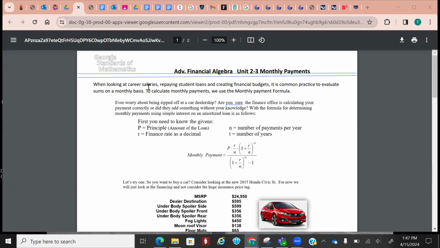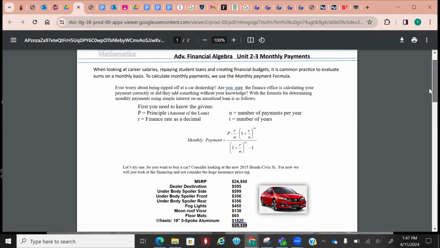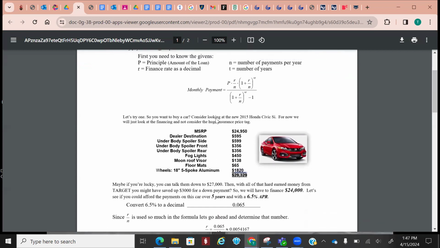Ever worry about being ripped off by a car dealership? Are you sure the finance office is calculating your monthly payment correctly, or did they add something without your knowledge? The formula for determining monthly payments, using simple interest on an, I'm going to pronounce this word wrong, amortized loan, is as follows. Okay, so here's the formula. And this is actually in your Unit 1 packet, but let's try one.